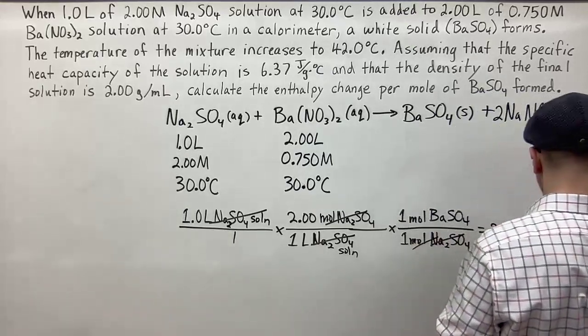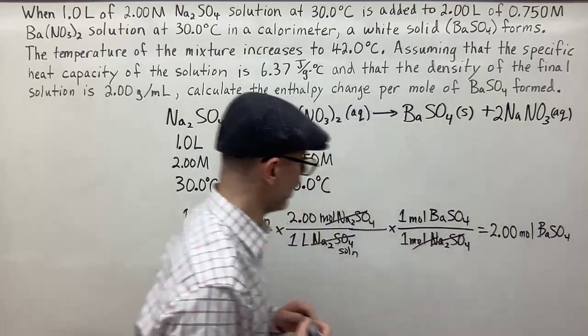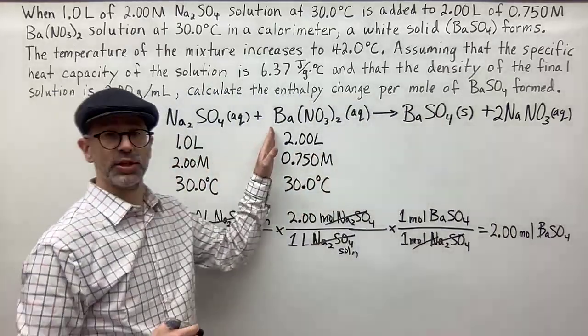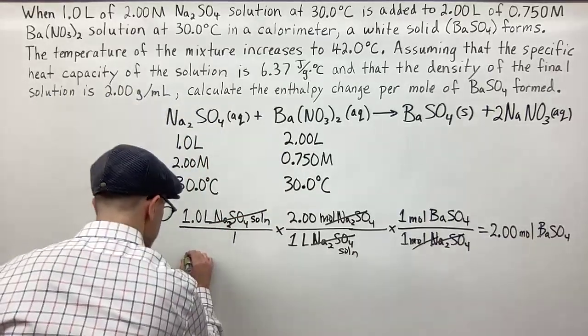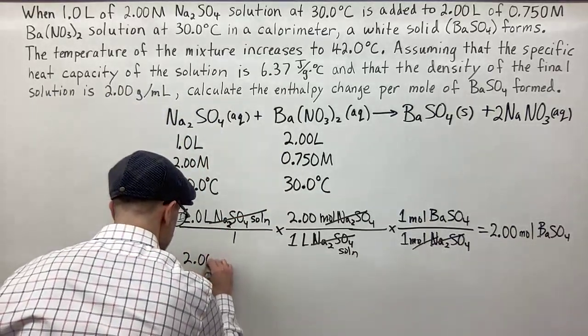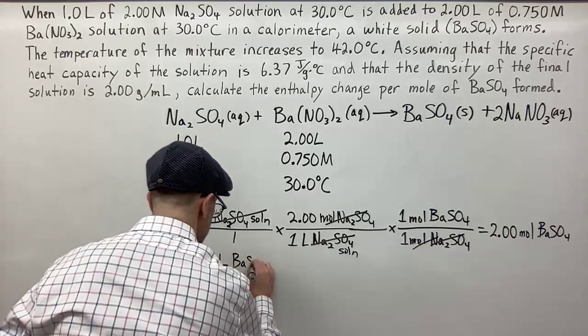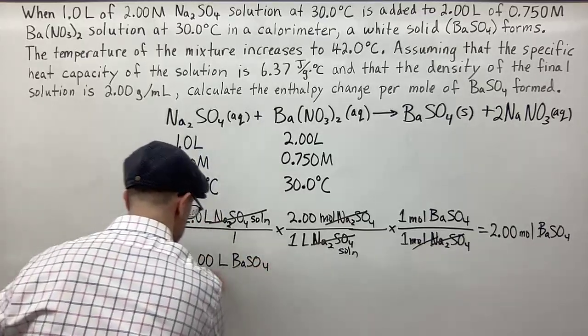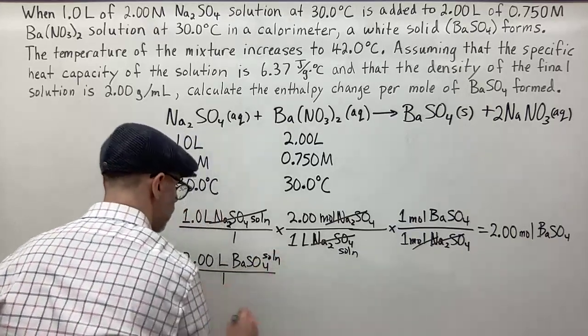2 moles of barium sulfate. Okay, then I do the same thing with the barium nitrate. So I have 2.00 liters of BaSO4 solution, and again, this is solution over 1.